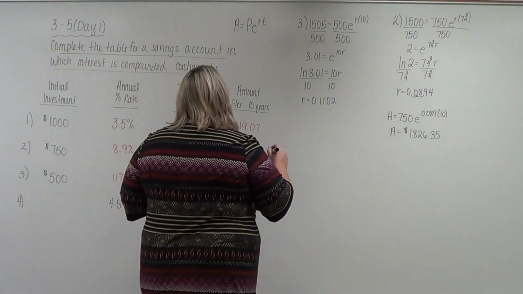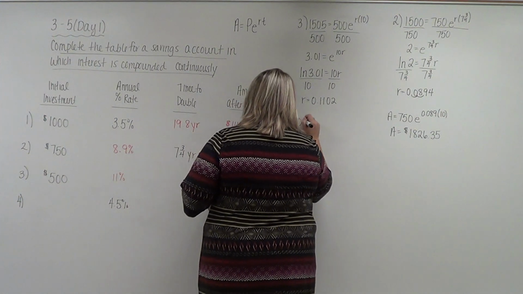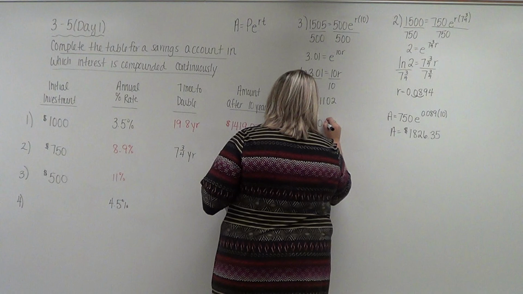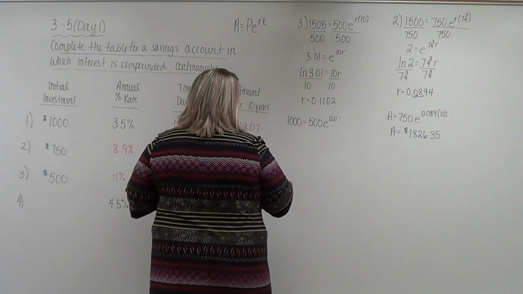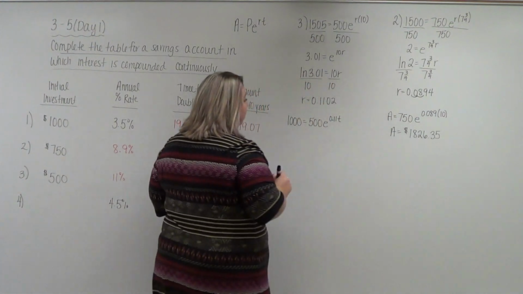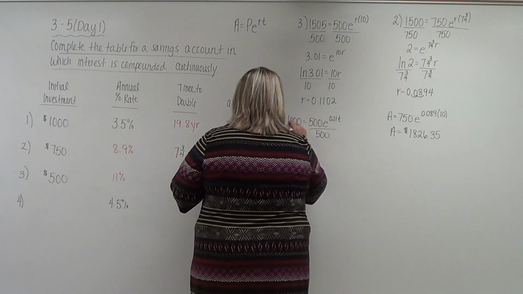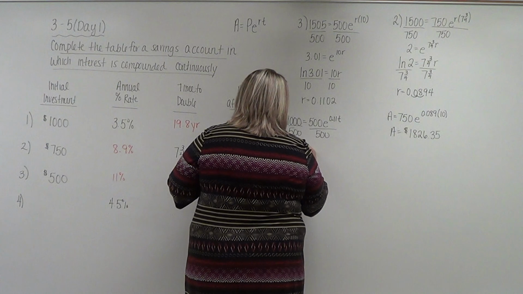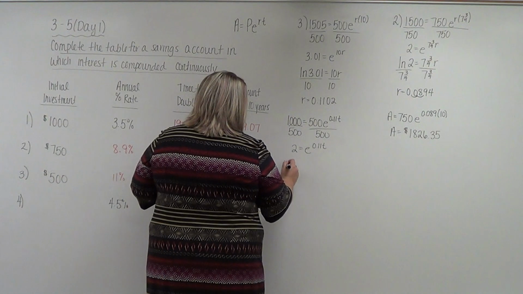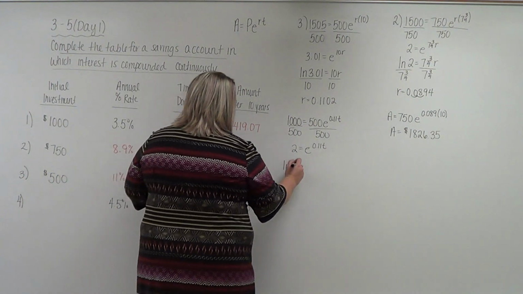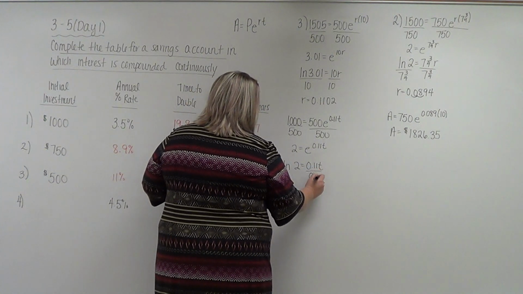Okay, and then to find my time to double. If I'm starting with 500, doubling would be 1,000. Initial 500, e. I know 11%, so 0.11. And then finding t. The first thing I do is divide by 500. So I have 2 equals e to the 0.11t. Find the log, so log e, so ln of 2 equals 0.11t. And then I would divide both sides by 0.11.